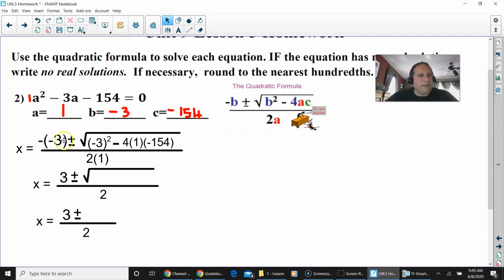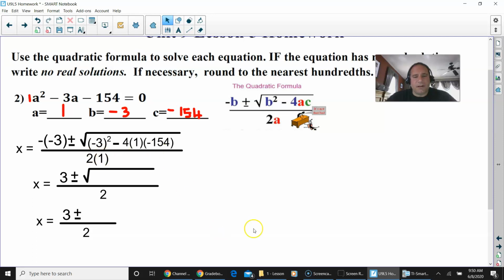So we have negative. Just remember that when it says negative b and it's a negative already, it becomes a positive. So I put two negatives. I put negative from the formula, right? And then it's a negative 3 because b is negative 3. Plus or minus square root of negative 3, which is b squared, right? Put that in parentheses, make sure. Minus 4 times 1, which is a, times negative 154, which is c. 2 times a, which is 2 times 1.